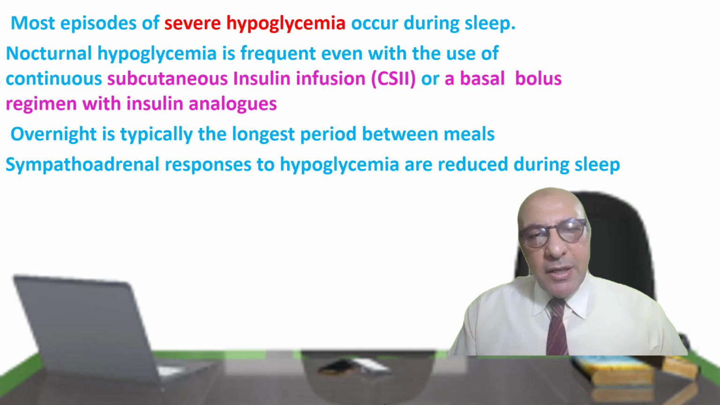The sympathoadrenal response to hypoglycemia is reduced during sleep. So there is a long duration of fasting during sleep. Number two, the corrective mechanism, the sympathoadrenal response, is reduced during sleep, which makes the patient more liable to severe hypoglycemia.